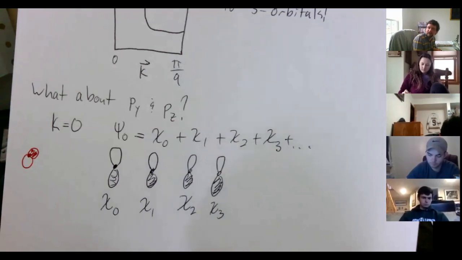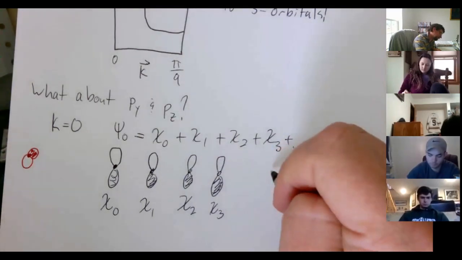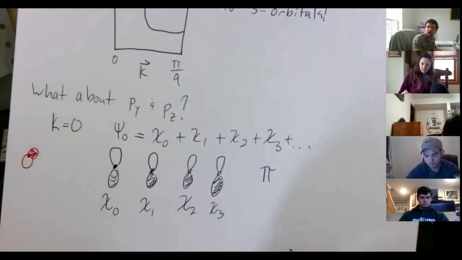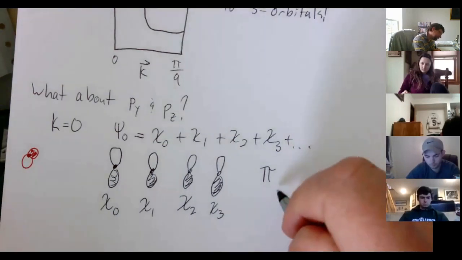What type of orbital is this? It's a pi, because it overlaps in two regions. And is it bonding, anti-bonding, or non-bonding? Bonding.